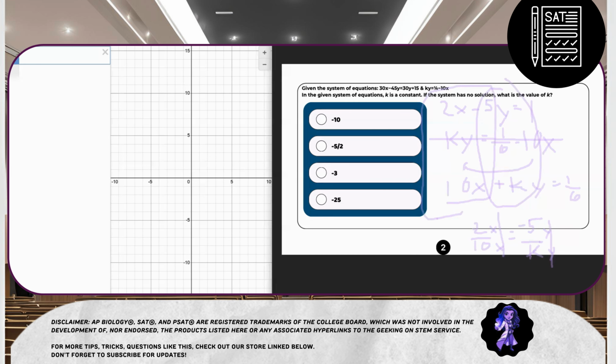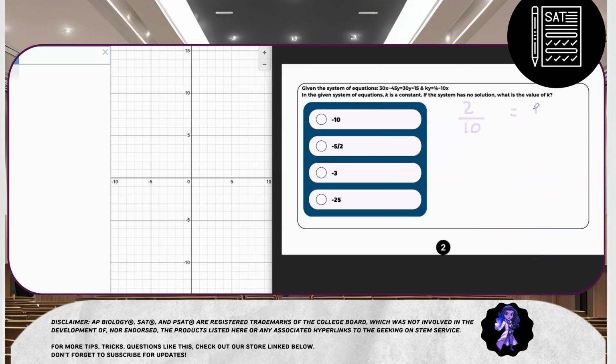So now we have our cross multiplication formula, and I'm going to rewrite that here so it looks something like 2 over 10 equals k over -5. Now that I have that, I'm going to go ahead and cross. Oh, I have to undo that. Sorry there. We're going to put -5, I should say, over k.